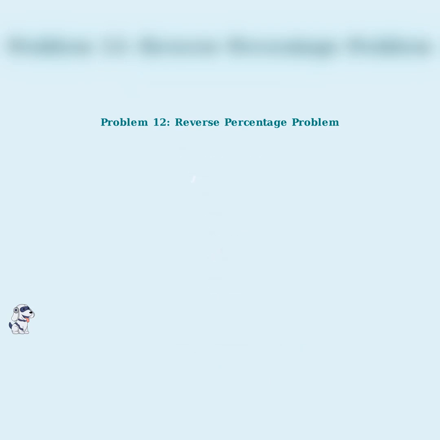Let's verify our answer. If the original price was $100, then 15% tax would be $15. Adding this to the original price, 100 plus 15 equals $115. This matches our given total, confirming our answer is correct. Therefore, the correct answer is B, $100. This reverse percentage problem shows us how to work backwards from a final amount to find the original value before a percentage increase was applied.